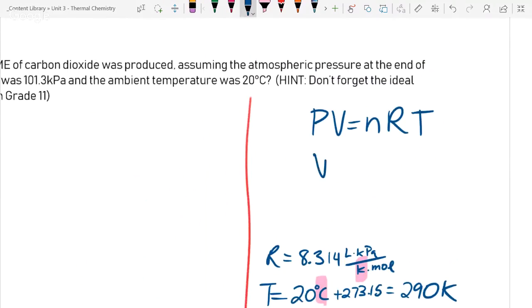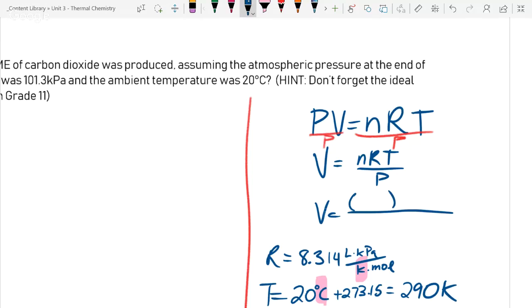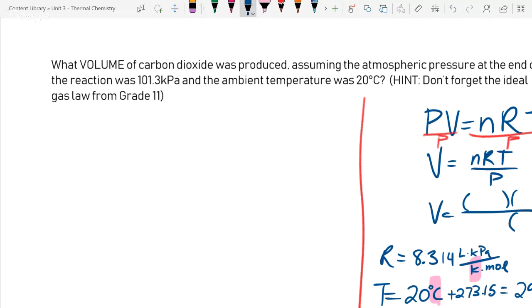When we solve for volume, by the way, what are we going to have to do to make this a solve for volume? Divide both sides by P. And so we will get volume is equal to nRT divided by P. So we're ready. The only thing we need is n, right? So really, this question over here is just to figure out n of carbon dioxide. So go ahead and do that.